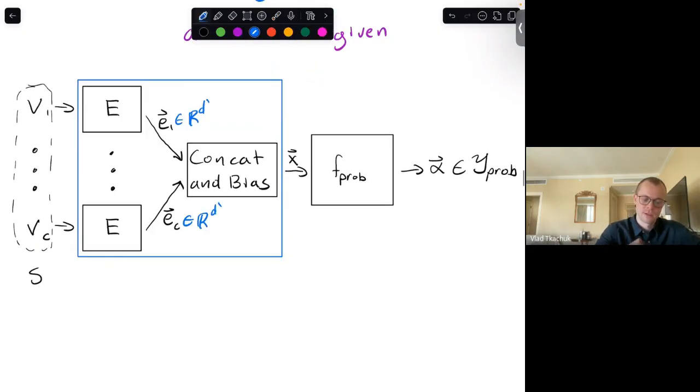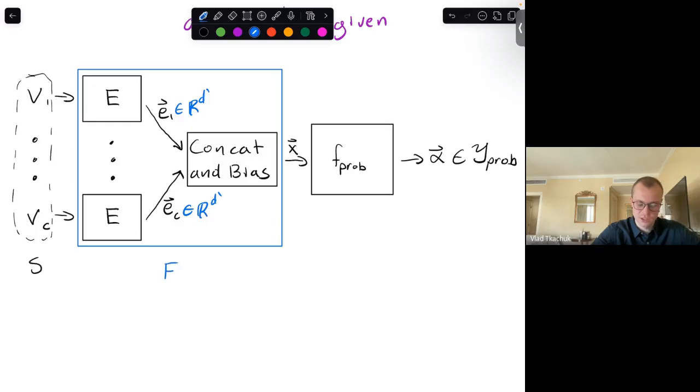Okay, so let me make that a little more clear. This thing is going to be called embedding bar. It's going to take the concatenation of all of them.